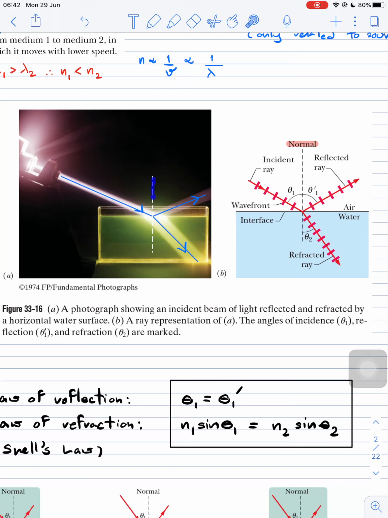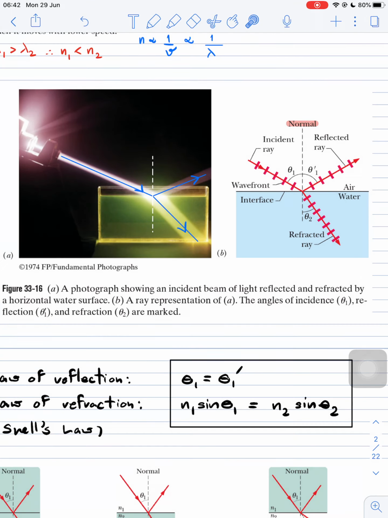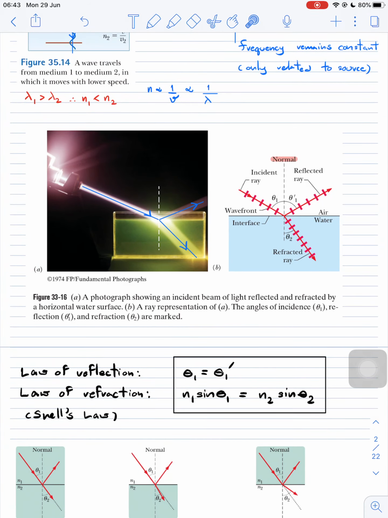So that's why we can just draw the normal line here. Okay, and then some parts of the light will be reflected into the air, and some parts of the light will be refracted into this. So in this picture we use water, right? Some parts will be reflected into the water here. We call this ray the incident ray, the reflected one is called the reflected ray, and this ray is called the refracted ray.